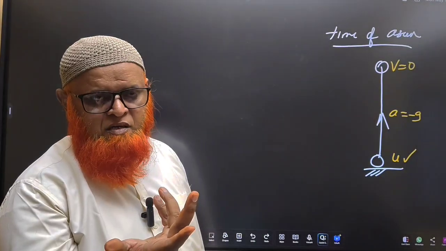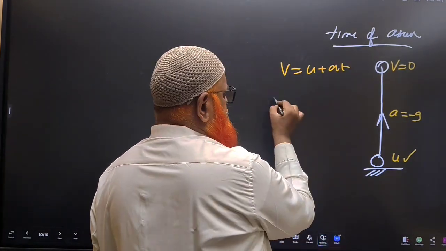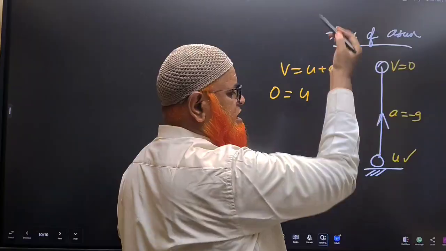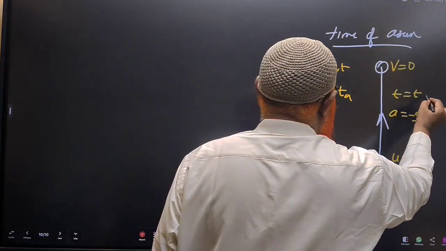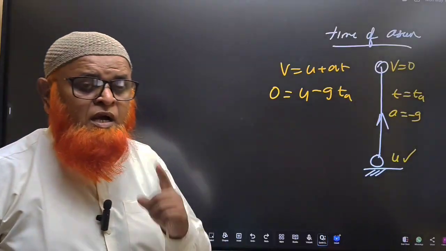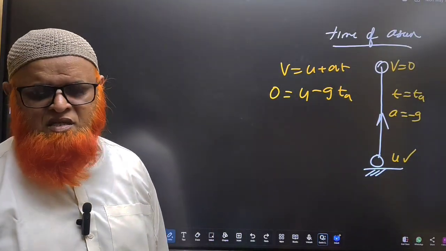There is no discussion of displacement. So what will you write now? v is equal to u plus at, and v is equal to 0. u is present because you are throwing upwards. And a is equal to minus g, t is equal to ta, because time is equal to time of ascent here. Time taken by a body to reach the maximum height from the point of projection is called time of ascent. Such a simple thing it is.